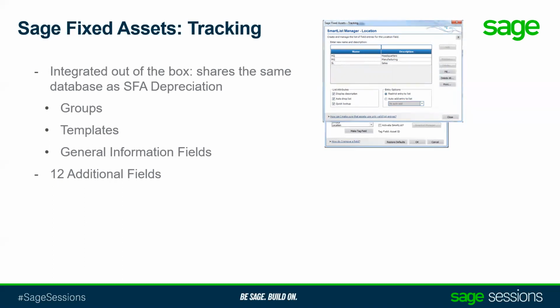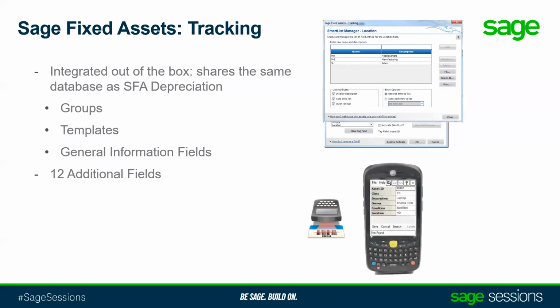But in the tracking module, there's no access to the book field. So if you have a different team that's going to be handling your physical inventories, such as an asset manager or your IT staff, or whoever may be doing it, that does not need access to the book fields, there's no way for them to actually do anything that's going to impact depreciation. So it's a really great safety net.